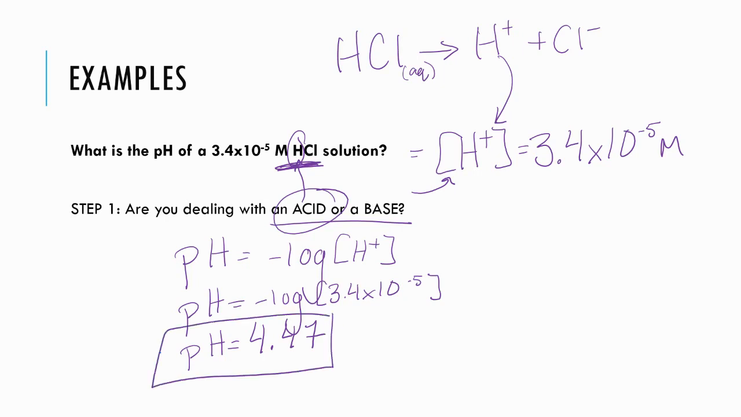So all I had to do was think about what I was given, where I'm going, and follow the map. So my answer here is 4.47. Now I can also do a common sense check, right? Compare it to 7. If this is an acid, the pH should be less than 7. Well, 4.47 is less than 7, so that is our common sense check.